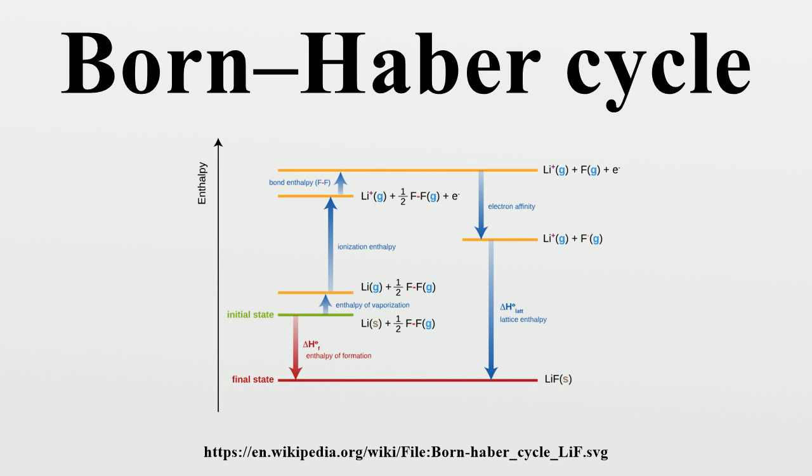The energy changes when successive electrons are added to an atom to make it an anion are called the electron affinities. The Born-Haber cycle applies only to fully ionic solids such as certain alkali halides.